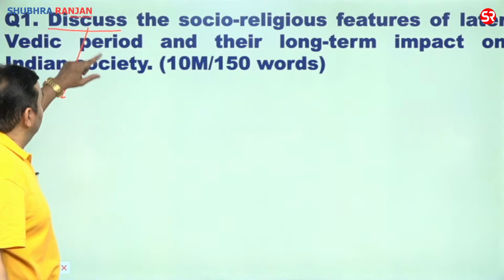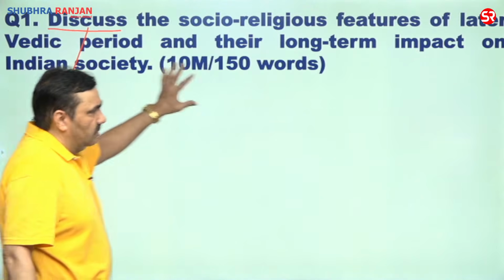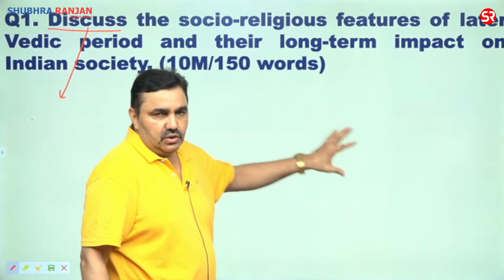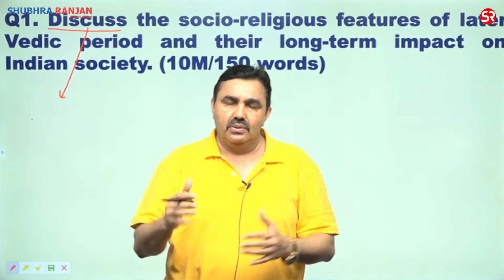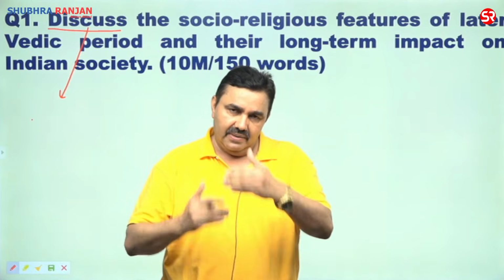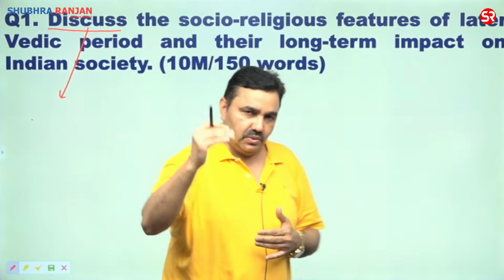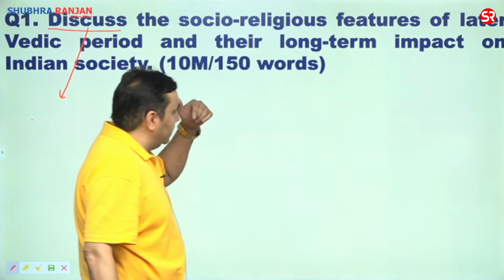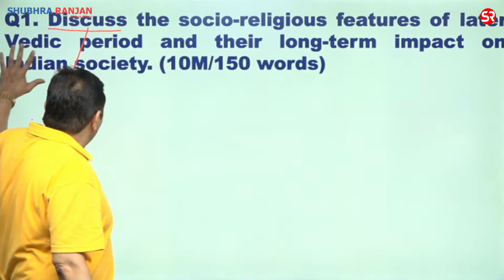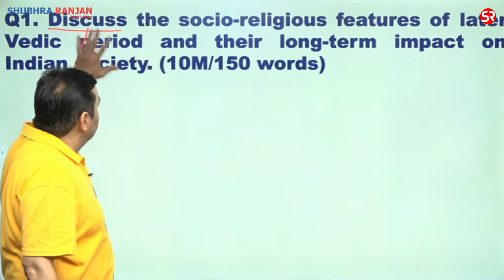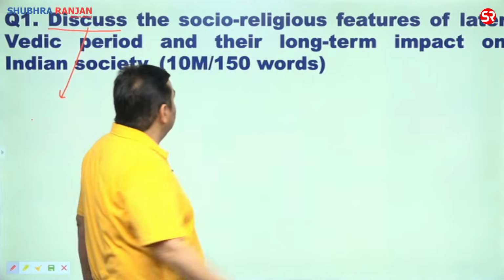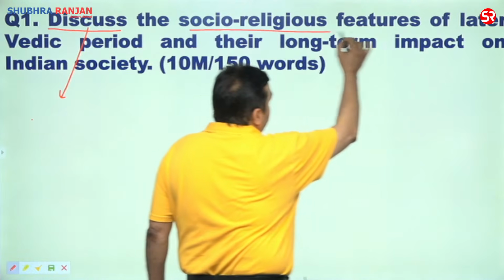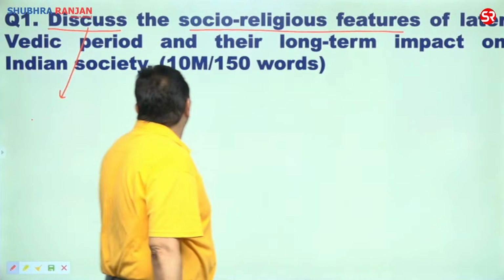So kindly learn about the prefixes and suffixes. There are around 45 different kinds of prefixes and suffixes used by UPSC in different questions. You have to know the meaning, you have to know the demand of all these prefixes and suffixes to fulfill the demand or the needs of the question. Whenever you read a question, identify keywords. Discuss is one of these keywords. Socio-religious features. So the question here is talking about socio-religious features of the later Vedic age.